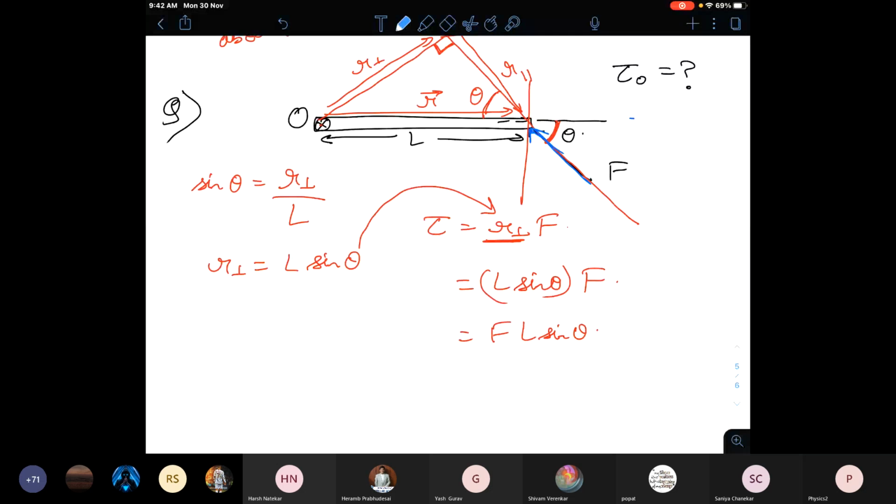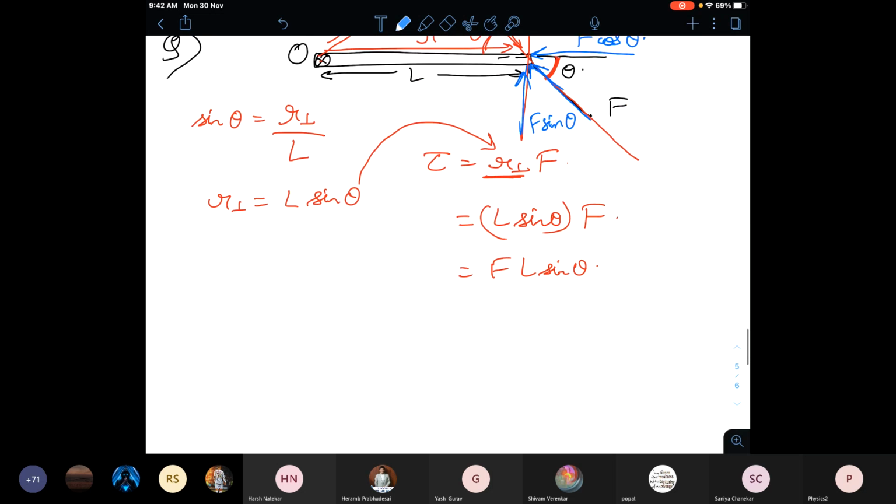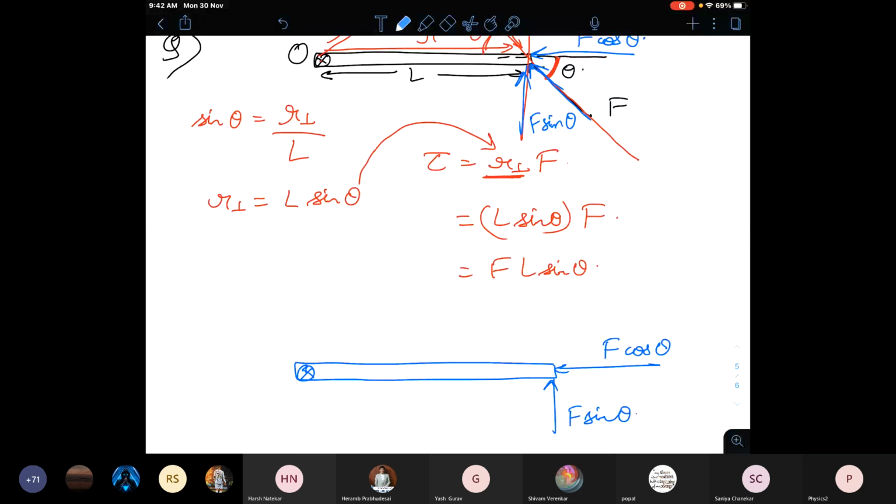F force has two components. One is F cos theta, and one is F sine theta. It is becoming a bit congested, so let me draw over here. One is F cos theta and the other is F sine theta. This length is L.